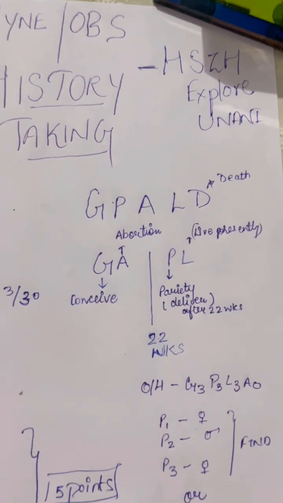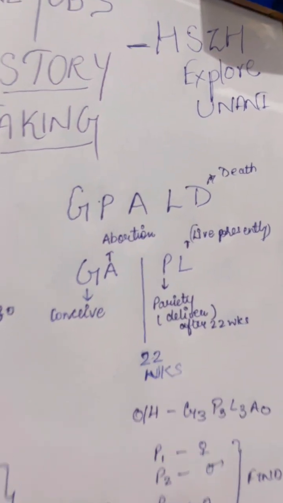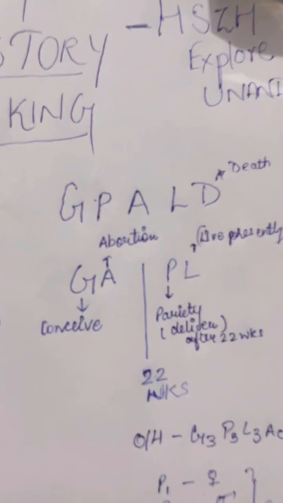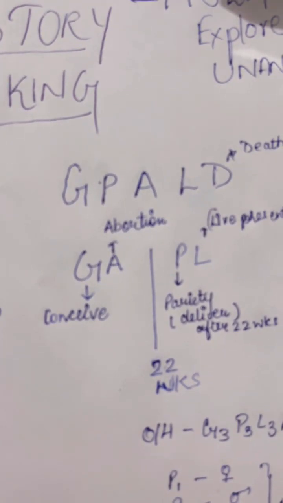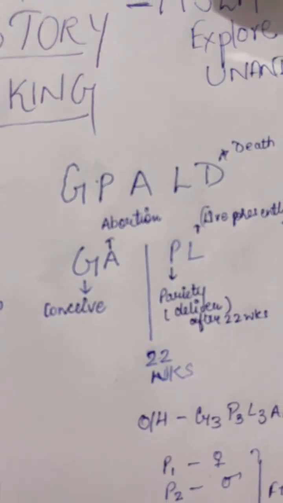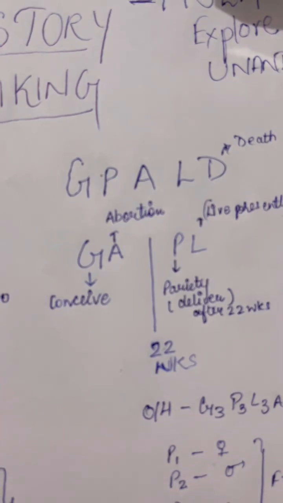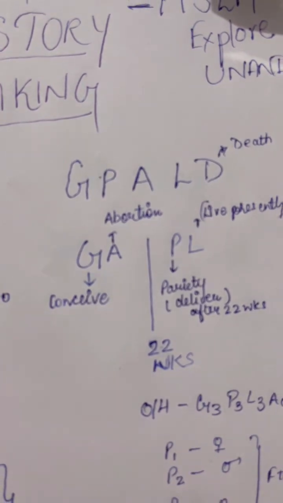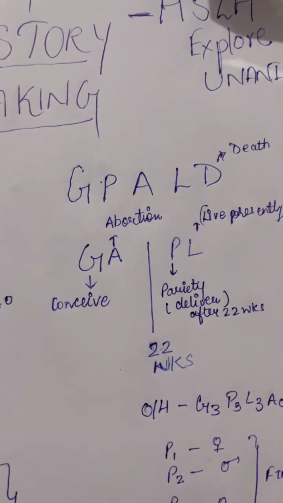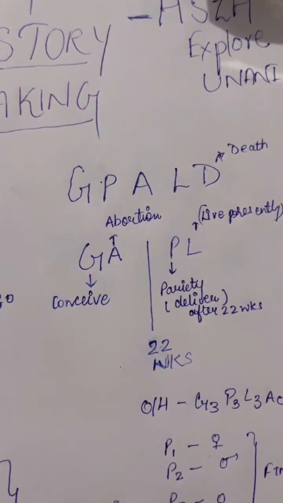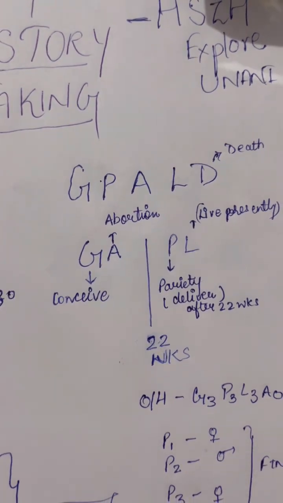And for live birth, we have to write in the end LCB, that is last childbirth. If it is a boy of 18 years, we write 18, and we add the sign for it. So LCB is last childbirth, and these are the points we have to cover in GPALD. GA before 22 weeks, PL after 22 weeks.